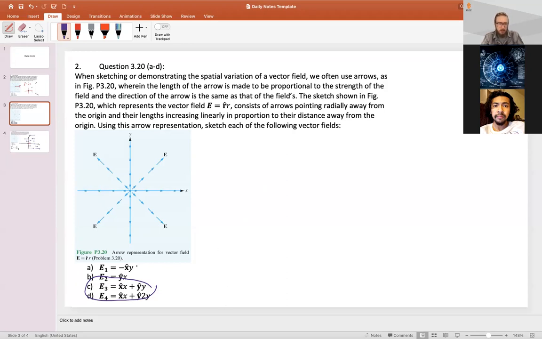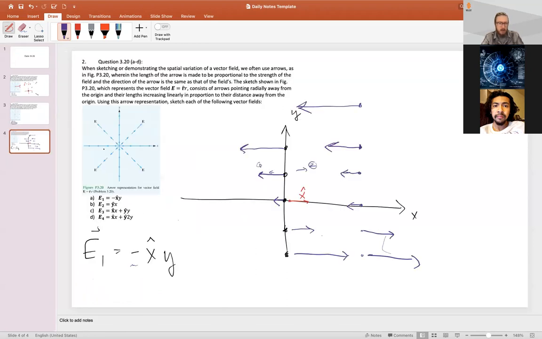And so we just went through part A, where we drew the arrow representation for this vector field, right? So for the vector field E1, the direction of each vector in this field will be in the x direction, and the magnitude and direction will be determined by this minus y, okay? So we chose a few points along this axis, and we drew the relative vector field. It doesn't have to be exact. We're just trying to draw a representation so you get an idea of what it looks like.